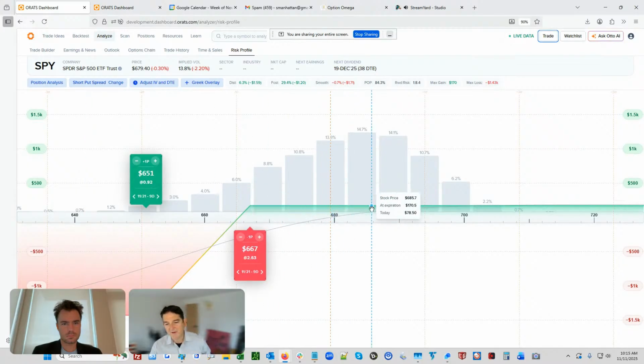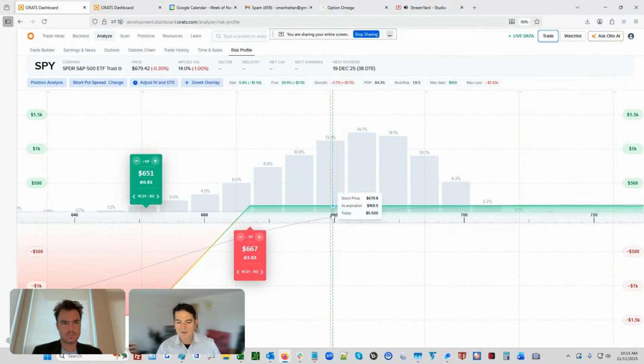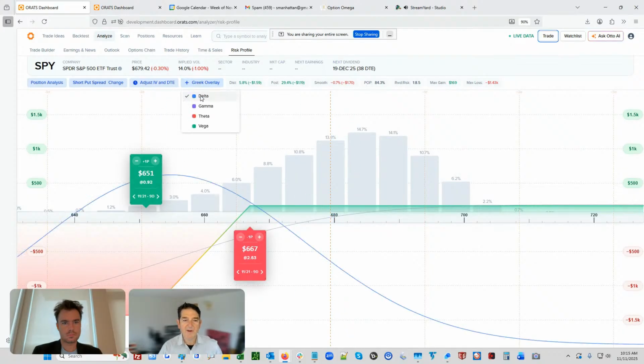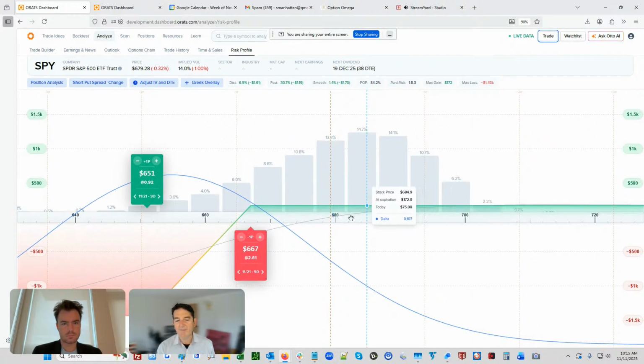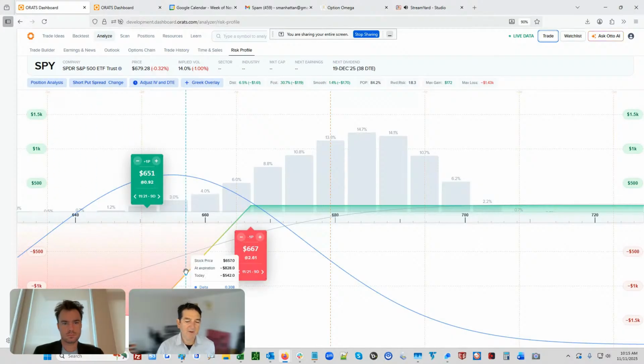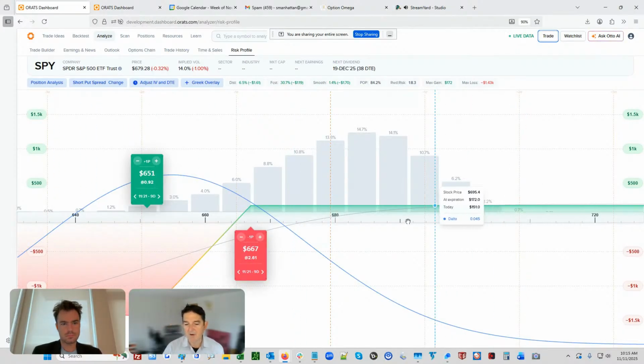We want the stock to finish up here, so we're slightly long. You can see I could add a Greek overlay. I could add delta, and if I mouse over here, my delta is 0.14. My delta is 14, meaning we're long delta. So we want it to go up. Clearly, we don't want it to go down here, where we could lose money.